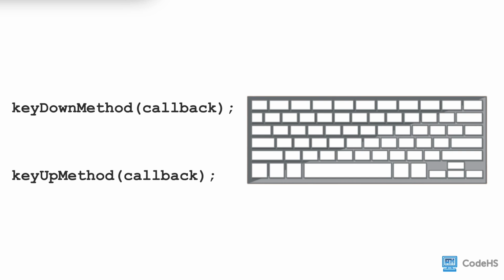Here are two functions that we can use to specify which functions will run when the user interacts with their keyboard. The key down event is fired when a key is pressed. We use the key down method to specify which callback function is executed when a key down event is detected. The key up event is fired when a key is released. We use the key up method to specify which callback function is executed when a key up event is detected.